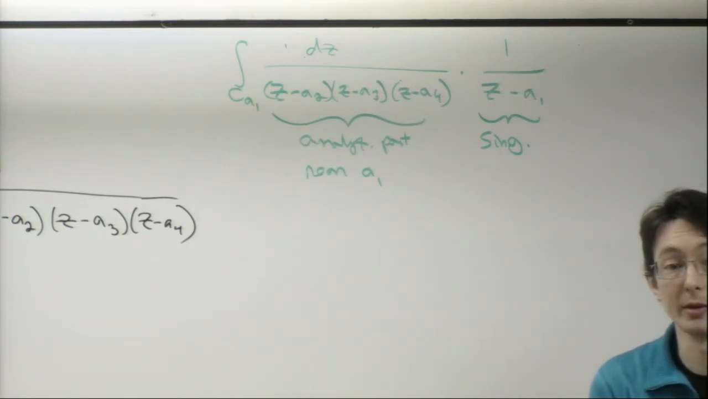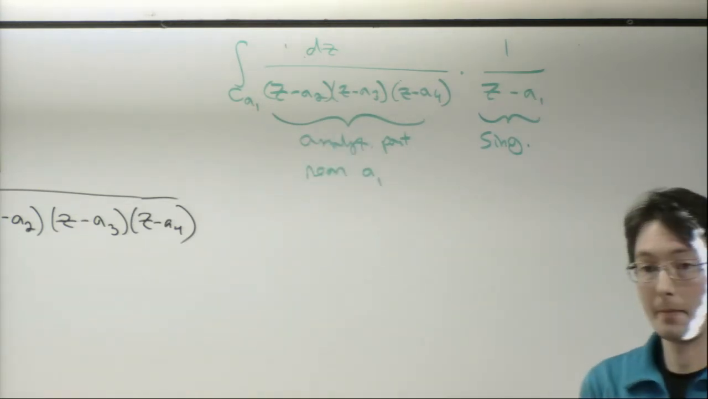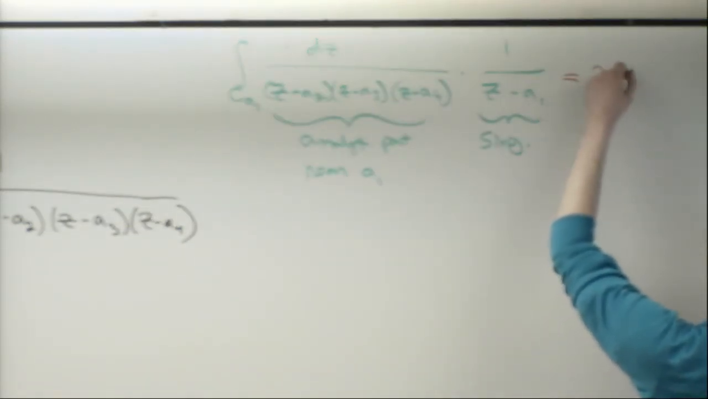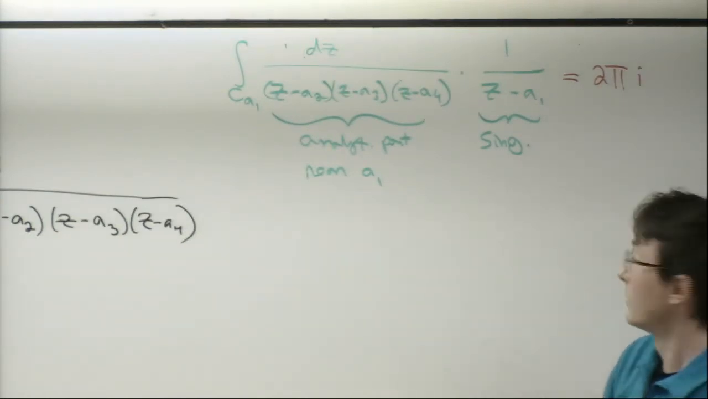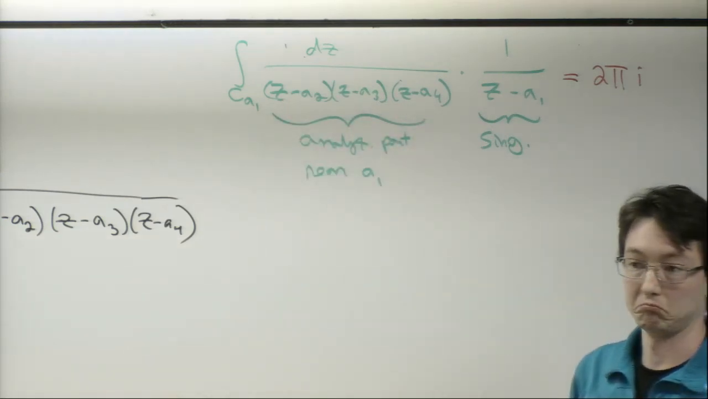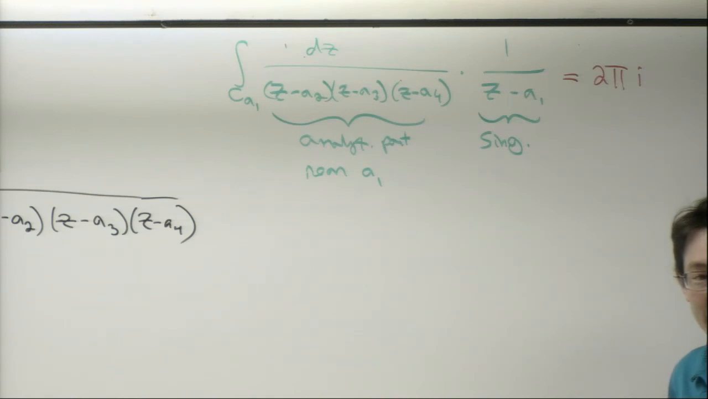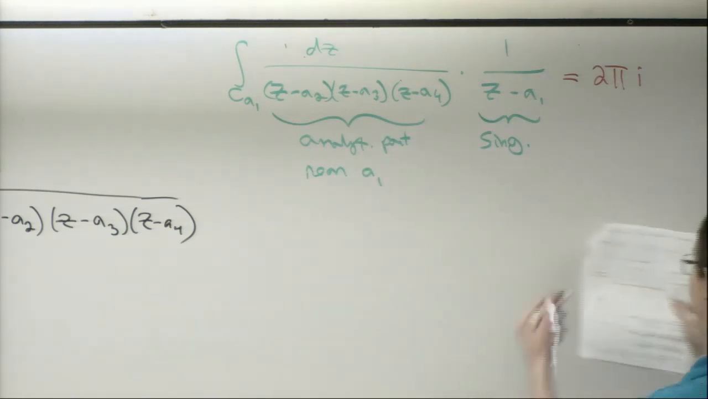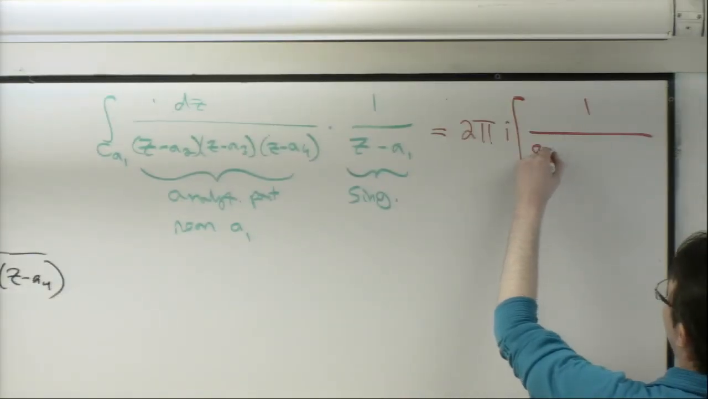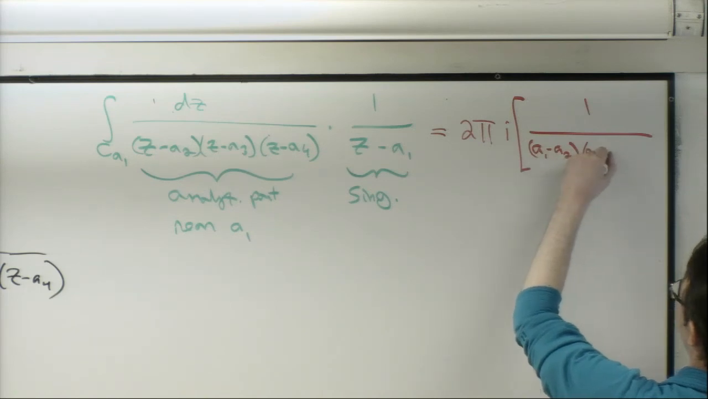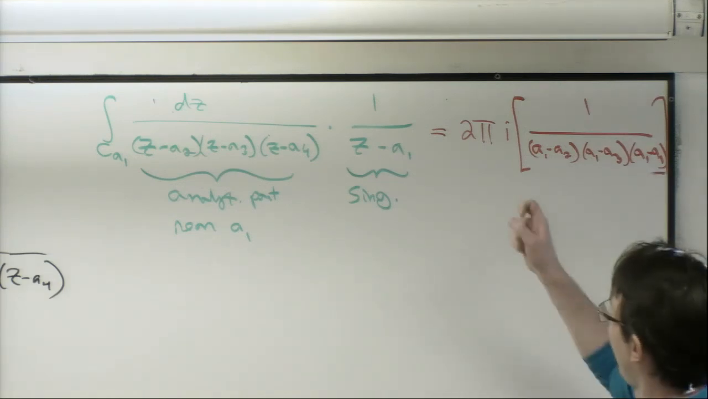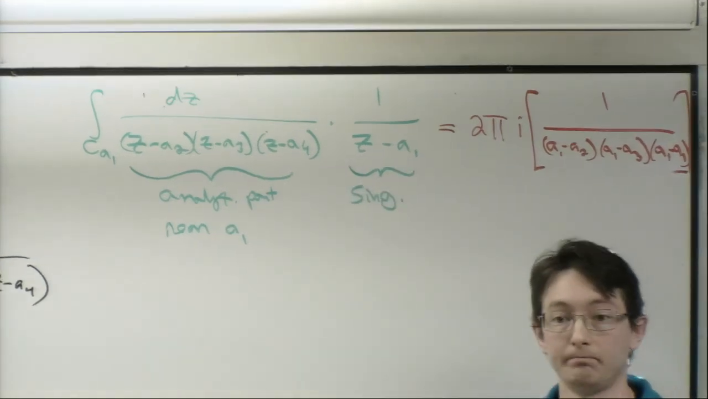Okay, so what does Cauchy integral formula tell me that this integral equals? Good. 2 pi i times this analytic part where I plug in A1 for all of the z's. It's actually not terrible. Like, I'm not thrilled about what comes next, but this part's not bad. So this is 1 over a1 minus a2 times a1 minus a3 times a1 minus a4. Okay, that's the integral around that first green circle.